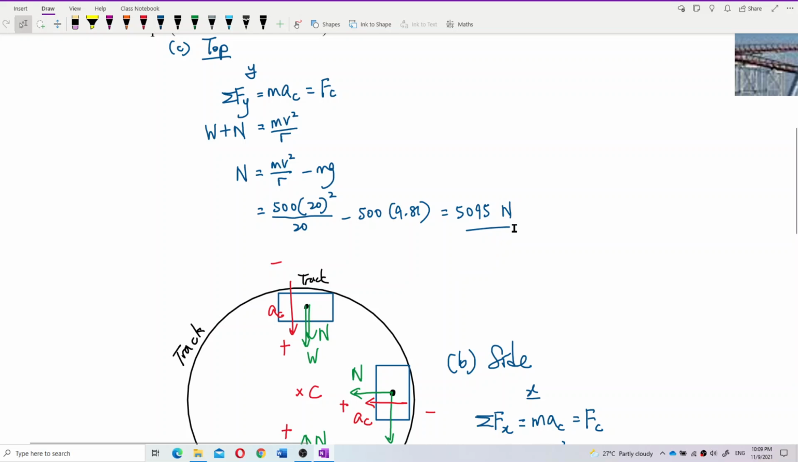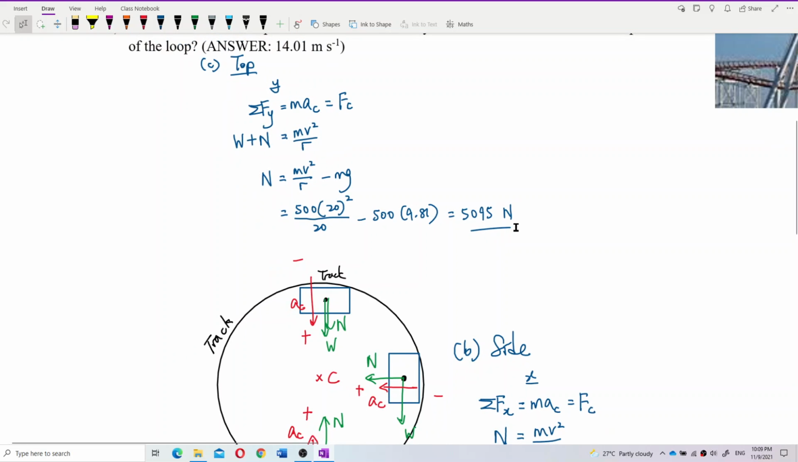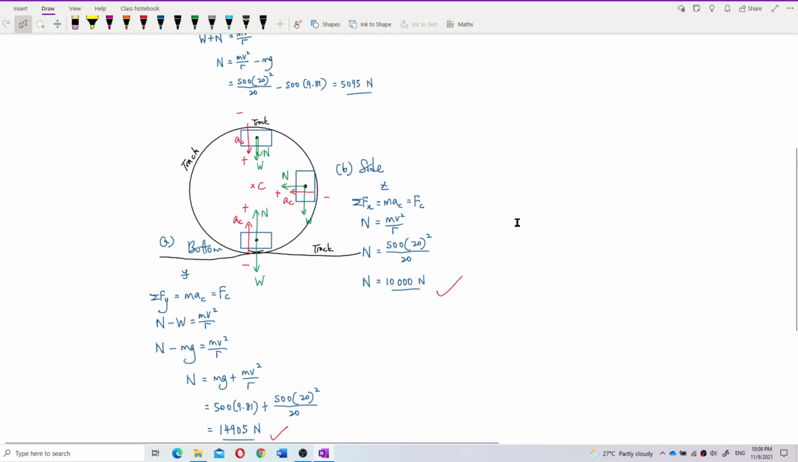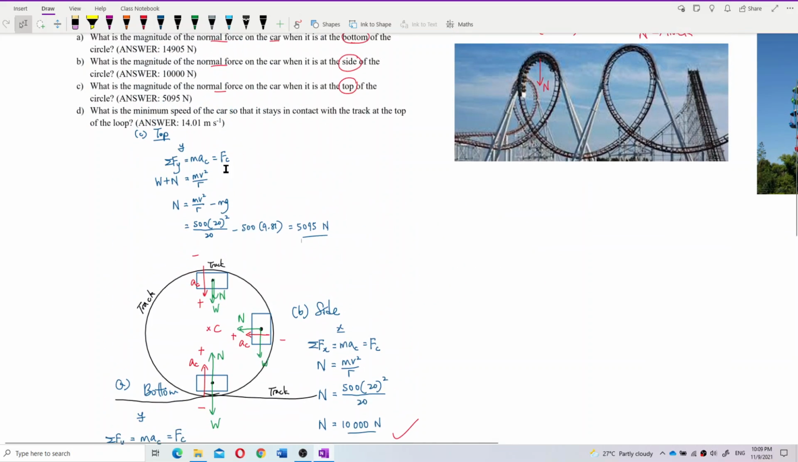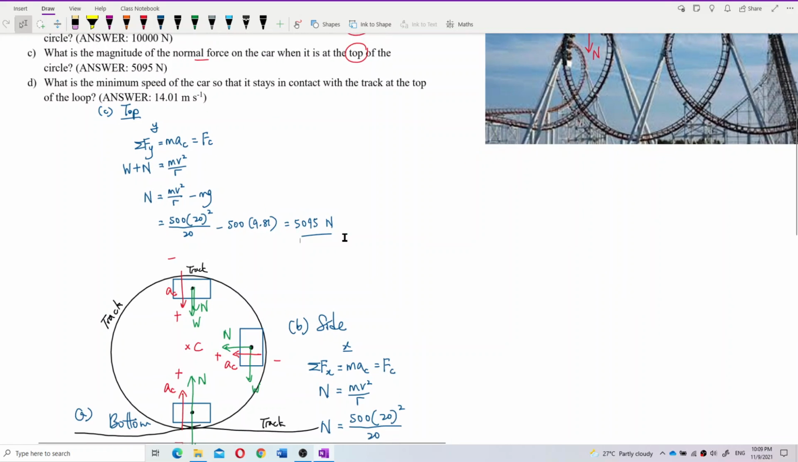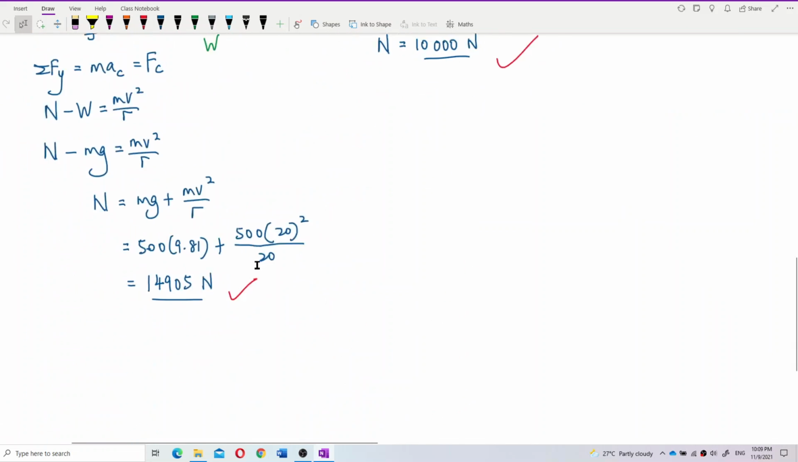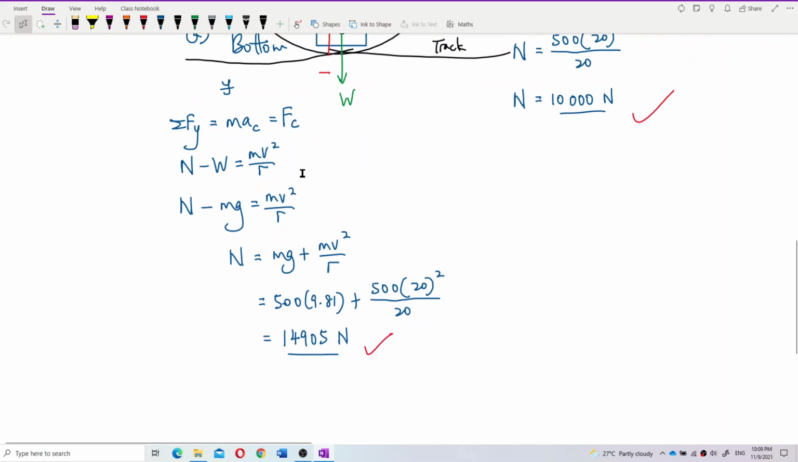So you see, compare the top and the bottom. Which one has the lowest normal force? At the top. You see that? The top has the lowest, and the bottom is the highest.